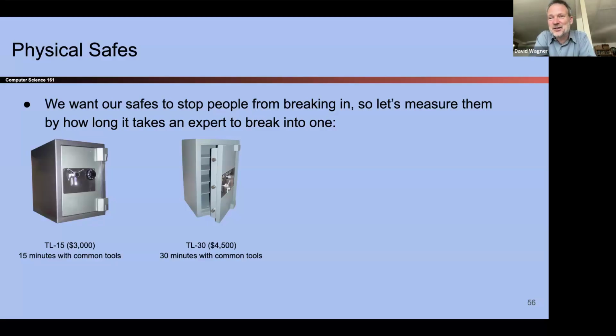If you're confident a security guard will get there within 15 minutes, then a TL15 safe is enough. But if you're pretty isolated and a long way away from the military police, and this is on some military base, and it'd take them 30 minutes to get there, then you better have a TL30 safe, because a TL15 safe is not enough. Someone could break in after 15 minutes, and it gives them 15 minutes to get away before your responders arrive.